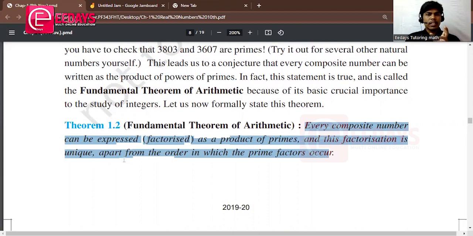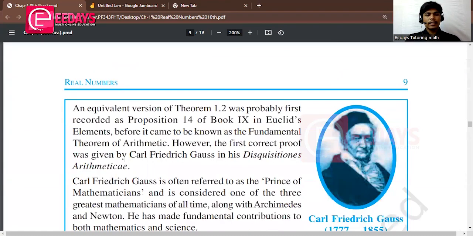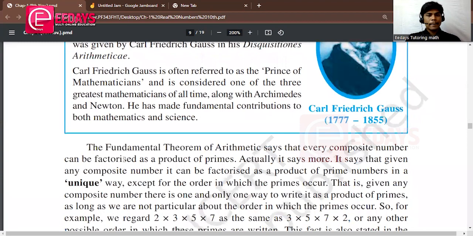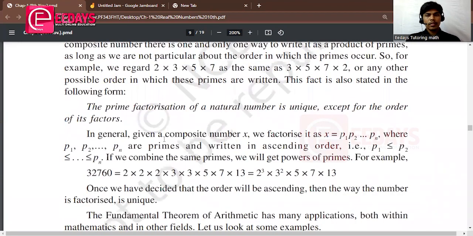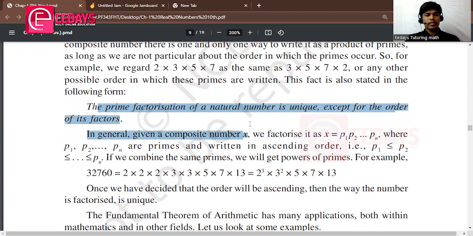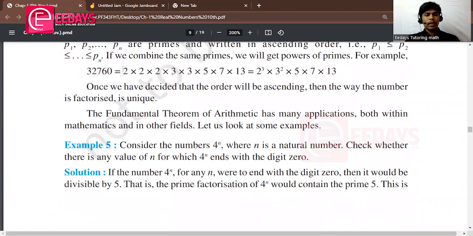A composite number is nothing but a product of prime factors. We took 64 and other numbers in the previous example. The prime factorization of a composite number is unique. Unique means it is one, except for the order of its factors. Okay. For any given composite number, you can write the prime factors like this.